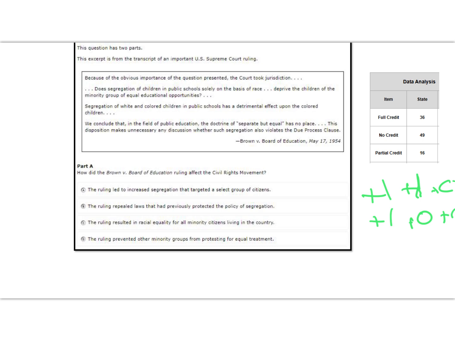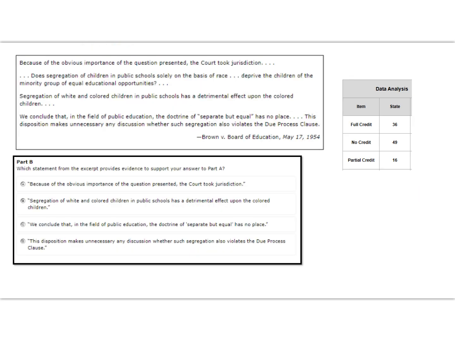All right, so these questions typically work like this. You've got an excerpt. You've got to read it and answer the question. This is, how did the Brown versus Board of Education ruling affect the civil rights movement? Okay, the answer is B. But then the catch for part B is that you actually have to say what statement from the excerpt provides evidence to support your answer in A. So whatever you put in A, why did you put that? So you can see why. If you get the first one right, it's +1. Second right, it's +2. But if you get the first one wrong, it's 0. So they're not going to give you credit for the next one, no matter what you get on the next one. If you get the first one wrong, the second one's going to be wrong no matter what. Okay, so just know that.